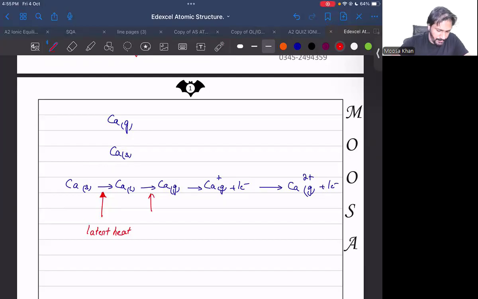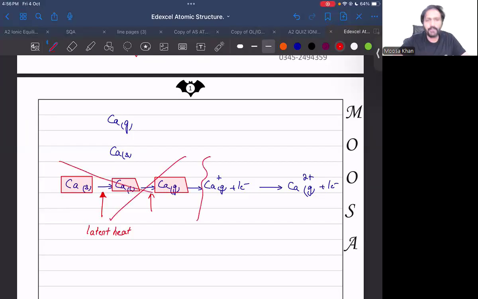Obviously, if we have to form a calcium plus 1 ion or calcium plus 2 ion, calcium won't be available to us in the gaseous form. It will always be available to us in the solid form. It means first we have to heat the calcium to form liquid calcium, and after liquid calcium, we heat it further to form gaseous calcium. So basically we have supplied latent heats. But are we discussing these latent heats in chemistry? No. But these are the energies that should be involved.